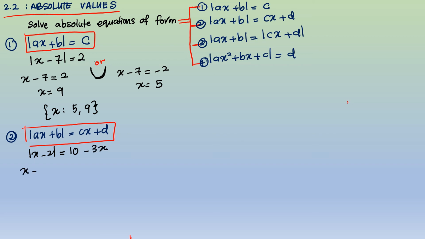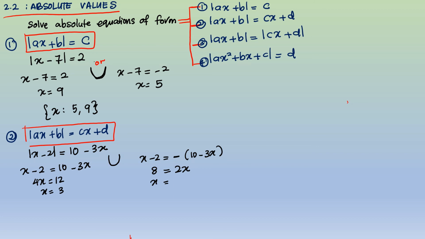Alright, so on the left we will have x minus 2 equal to 10 minus 3x, union, or x minus 2 equal to negative 10 minus 3x. Okay, let's solve for this one. We will have 4x equal to 12, so x equal to 3. Next one, we have 3x here. 3x means that it can be 2x, negative 2, 8, so x equal to 4.